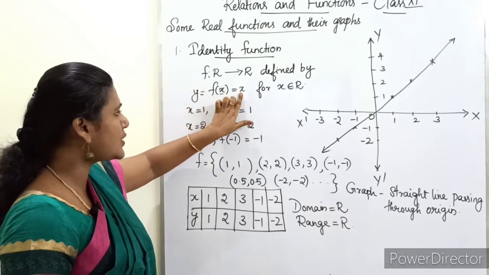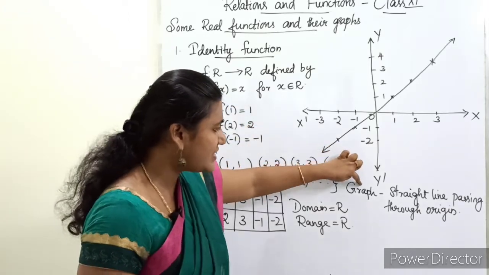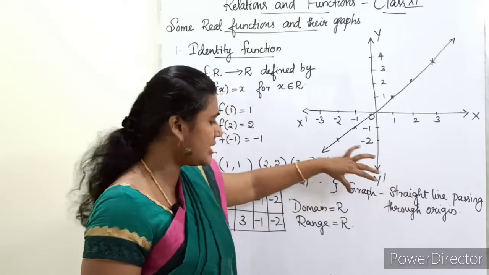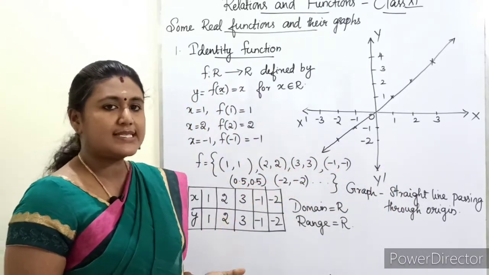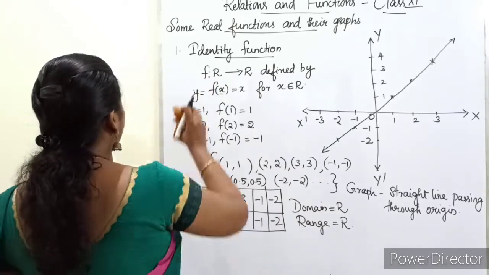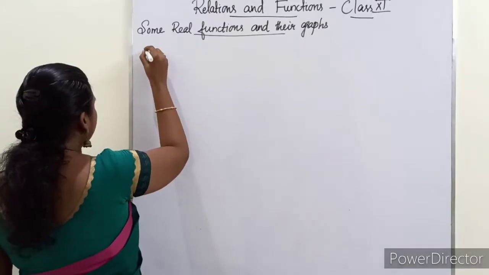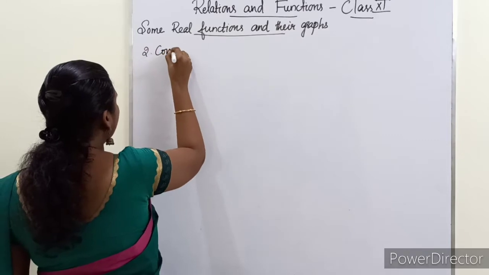f of x is equal to x, and here the graph is a straight line passing through the origin, and the domain is R and the range is also R. Now we will see the next function. Now the second function, the constant function.